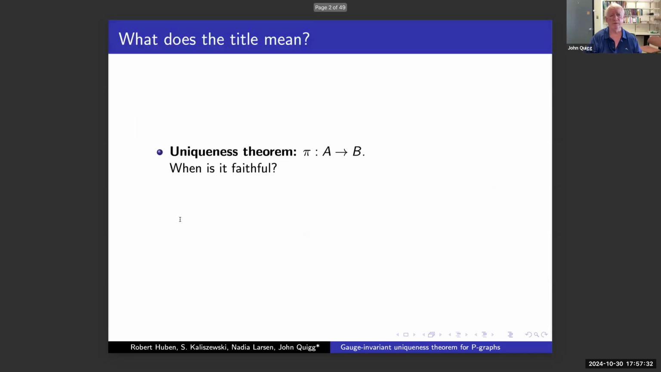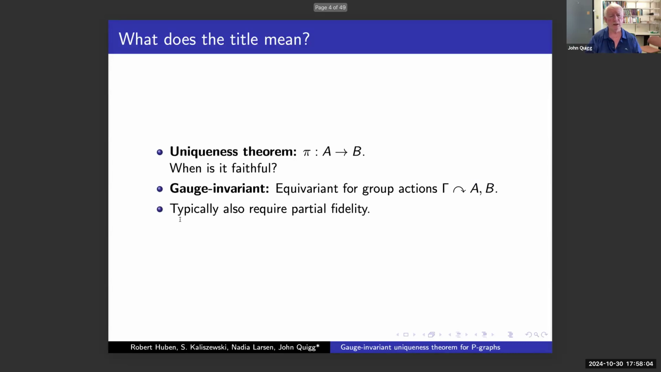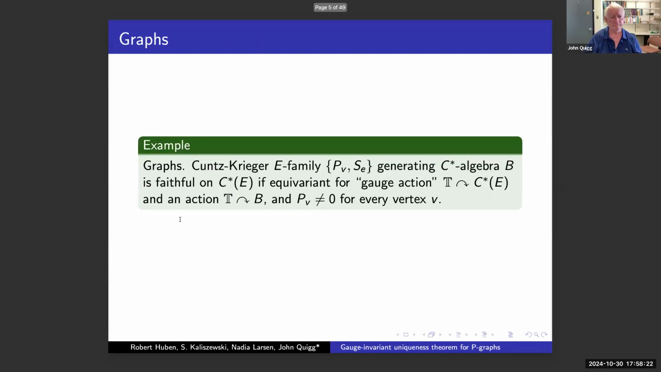So I'll go through this. This won't take very long. First of all, I have to tell you what a P-graph is, but that'll come in a couple of slides. But for my uniqueness theorem, we have a homomorphism between two C-star algebras, and you want to know when it is faithful. Any such condition would give you a uniqueness theorem. A gauge invariant uniqueness theorem would mean that it's equivariant for group actions. In this case, we have a discrete group G typically, and we also require that this homomorphism should be at least partially faithful. So given some partial fidelity, you want to promote that to the homomorphism being faithful.